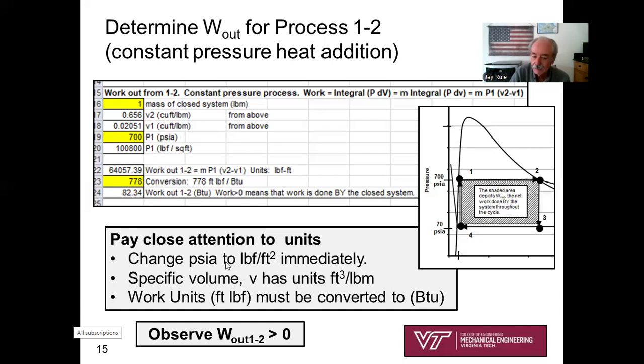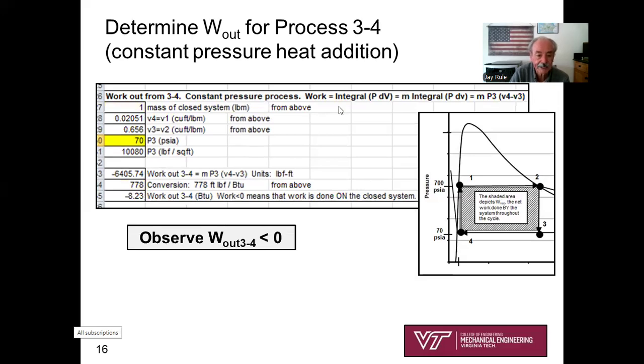Let's recap. I immediately changed pounds per square inch to pounds per square foot. V has units of cubic feet per pound, and so I ended up with a work value numerically in foot-pounds force. I had to convert that to BTUs. Okay, great. And my work out is greater than 0.